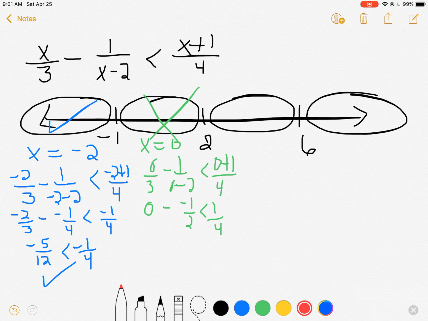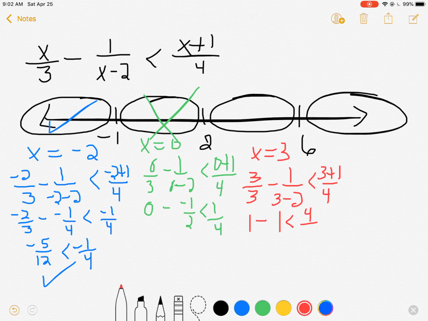Okay, something between 2 and 6. I'm going to pick 3. And I'll say 3 over 3 minus 1 over 3 minus 2. Is that less than 3 plus 1 over 4? Is 1 minus 1 less than 4 over 4? Is 0 less than 1? Yes, that one checks.